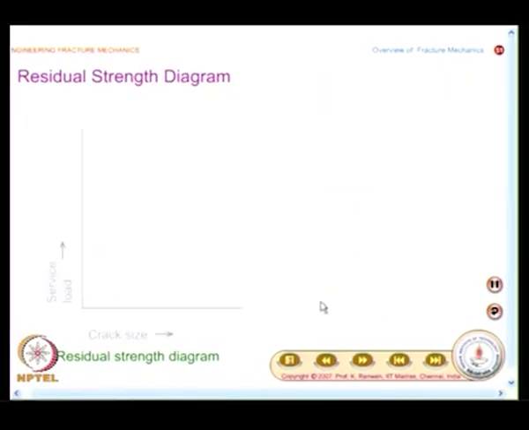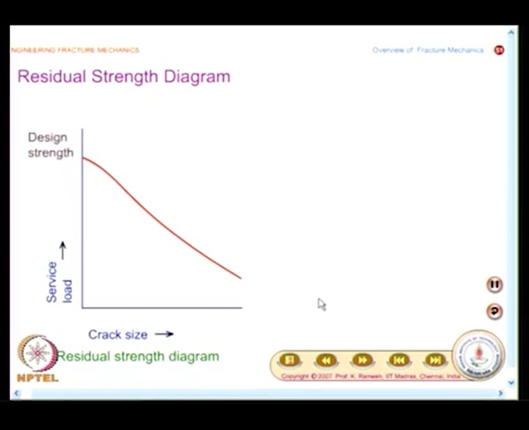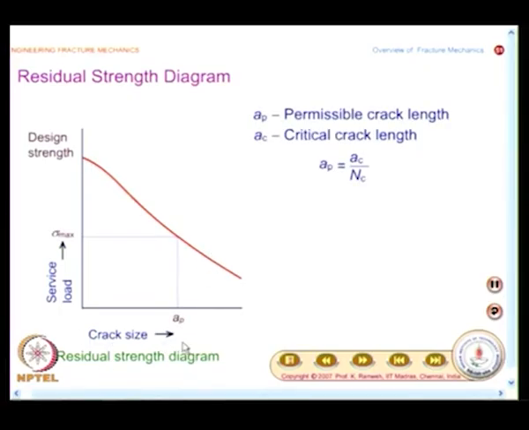And we have already said that we need to find out, for a given crack length, what is the residual strength, and this is again shown schematically. You have the crack size plotted on the x axis. So, when you have no crack, or the crack length is 0, you have the conventional design strength. So, obviously, when you have a crack, you cannot operate with that strength.